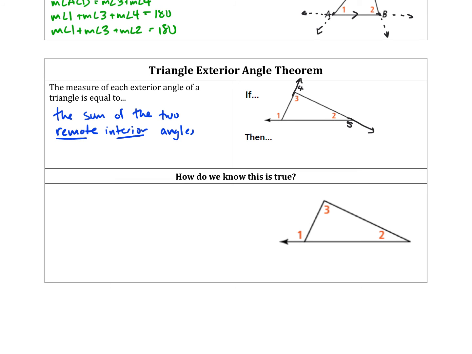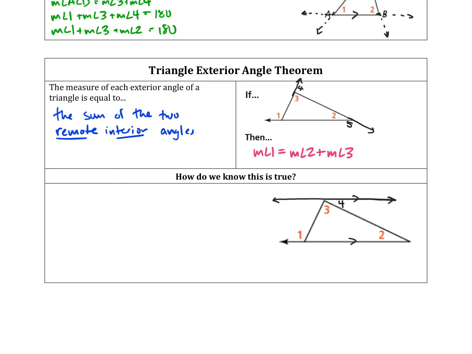So in this picture over here, I would be able to say, if I have that picture, the measure of angle 1 would be equal to the measure of angle 2 plus the measure of angle 3. And now we're going to take a look and we're going to prove how we know that to be true. We're going to start that off by adding in another parallel line here. So I added a line to my picture, and I'm going to say that that line is parallel to this one. When I added that line in, it created angle 4 right here.